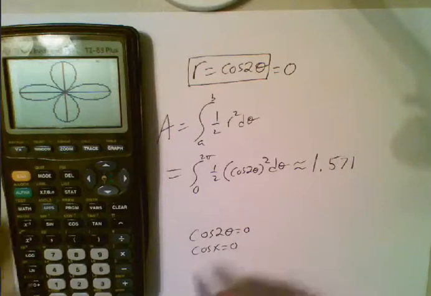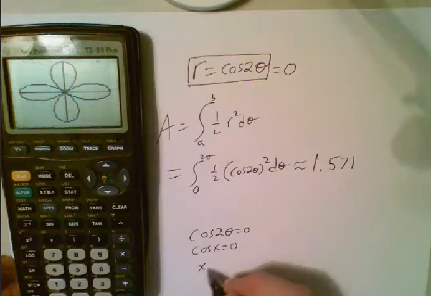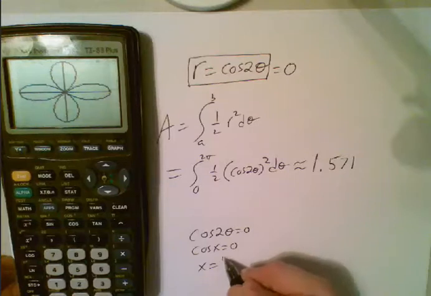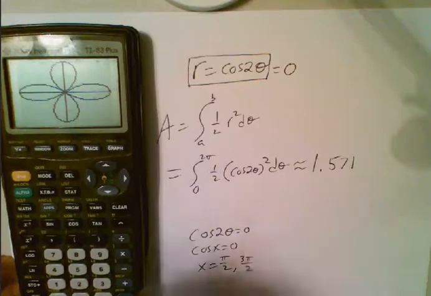Well, I mean, I can, but I'm just saying you may not. So cosine x equals 0 when x equals, let's see, what's that going to be? Pi over 2 and 3 pi over 2, and then all the multiples thereafter, etc. But let's just assume we're doing 0 to 2 pi.